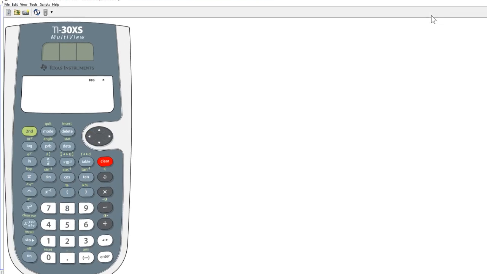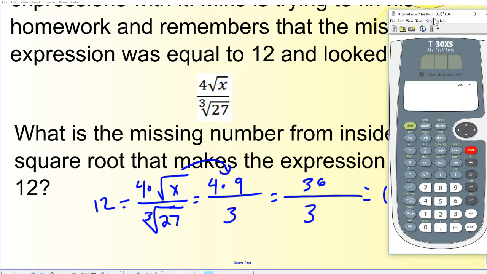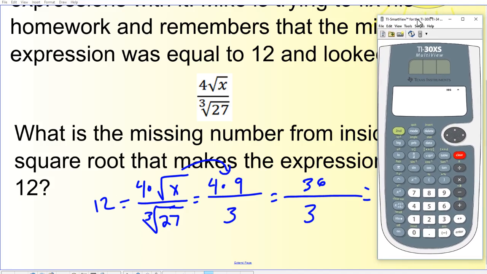You can go back to your perfect squares if you need to. We have them on one of the previous pages of our note packet. I know it. It's the square root of 81. Square root of 81 is 9.